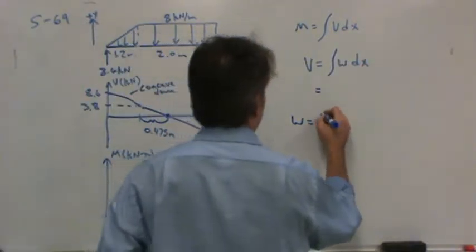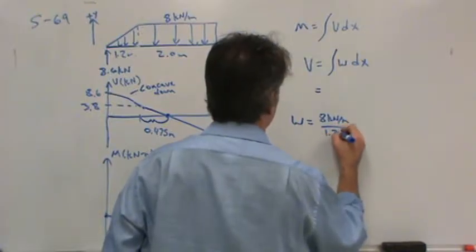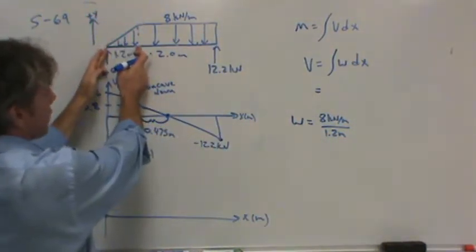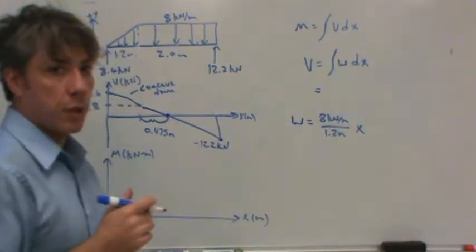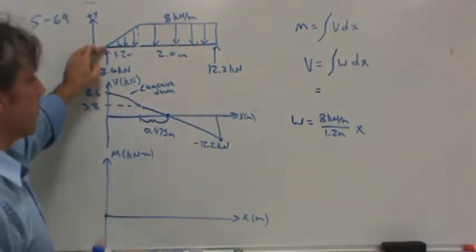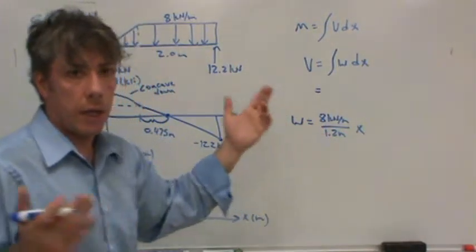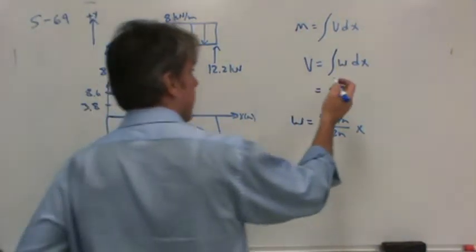The slope is going to be 8 kilonewtons per meter divided by 1.2 meters, because we increased by 8 kilonewtons per meter over a distance of 1.2 meters. So then plug in x, and that should be it. Now let's check and make sure this works. At x equals 0, we get a distributed load of 0. Fine. At x equal 1.2 meters, the 1.2 meters cancel, leaving 8 kilonewtons per meter. Okay, so there's our distributed load equation that we need to integrate.